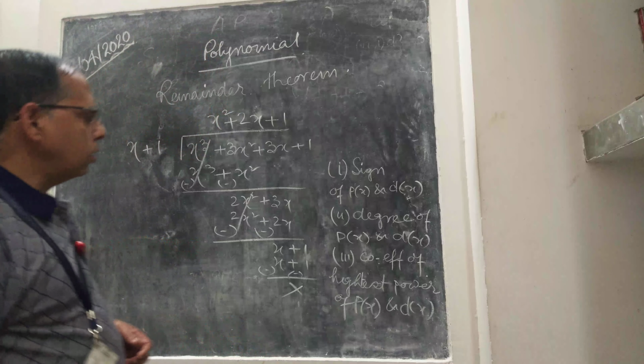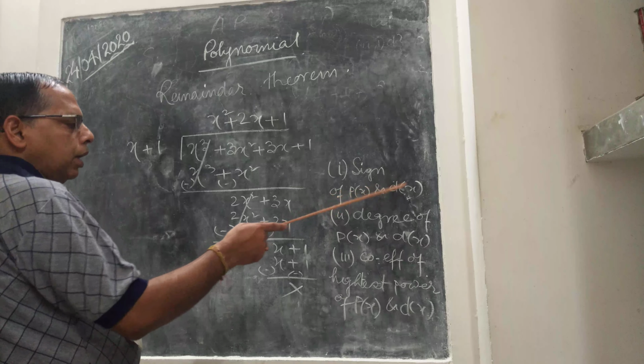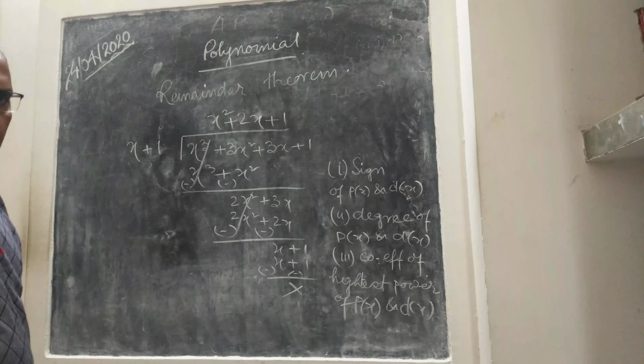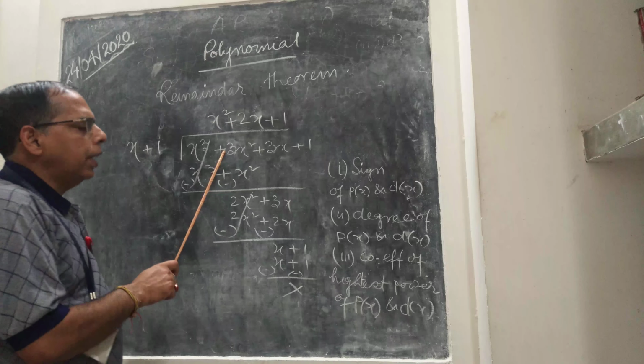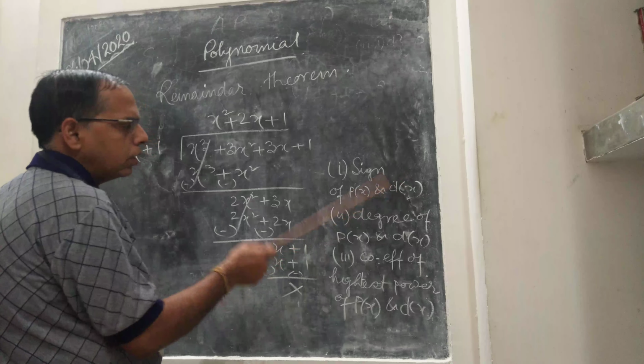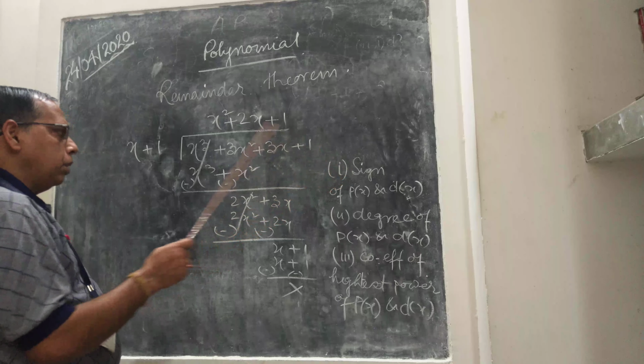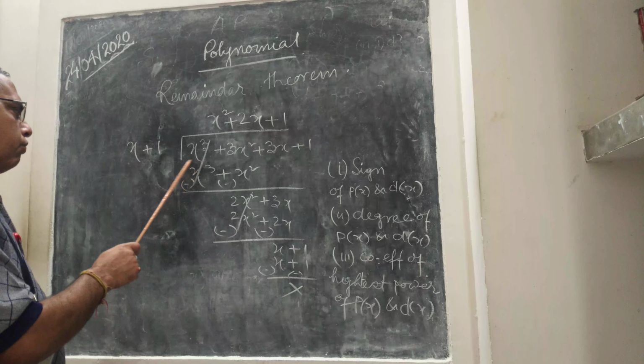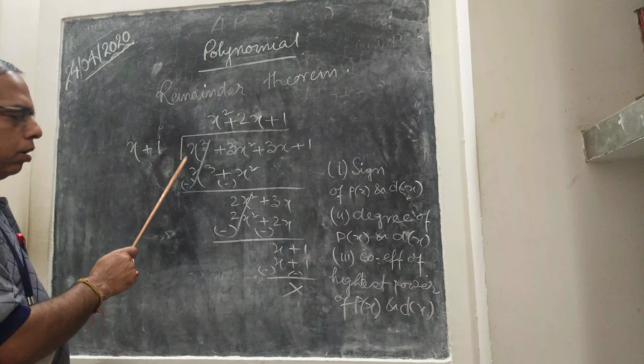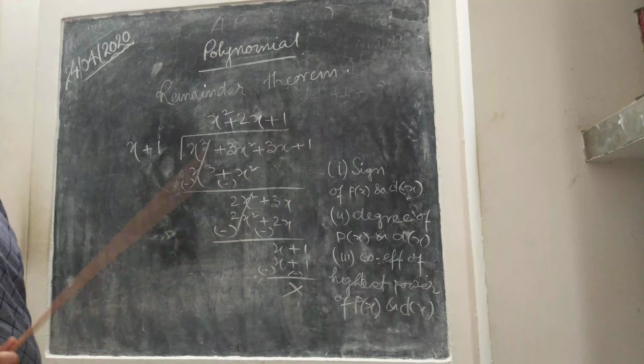What are these three things? Sign of Px and Dx. Px is what? What is the meaning of Px? Px is the dividend. Then Dx. What is the meaning of Dx? Dx is the divisor. Okay. So sign means, what is the sign of x cube? Because degree, highest power, every time we will first start with the highest power.